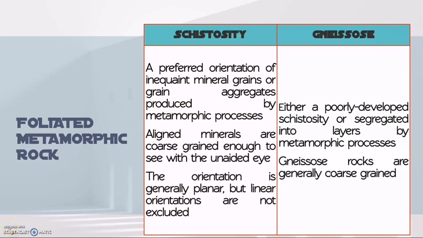The second example is gneissos. It involves mineral banding, which is the most intense form of foliation. It is either a poorly developed schistosity or segregated into layers by metamorphic processes. Gneissos rocks are generally coarse-grained.